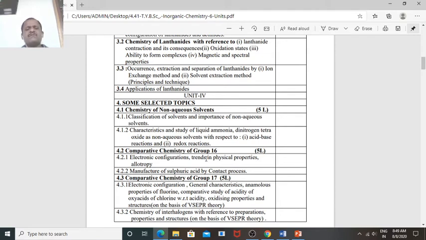in chemistry of non-aqueous solvents we want to study many solvents other than water, because if water is there then it is called an aqueous solvent. But instead of water, if there is something like DMA, or ammonia, then it is called a non-aqueous solvent.